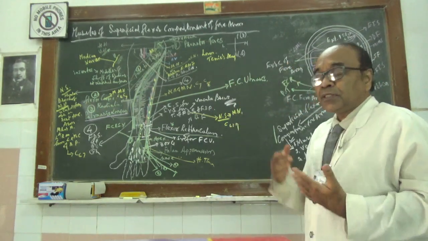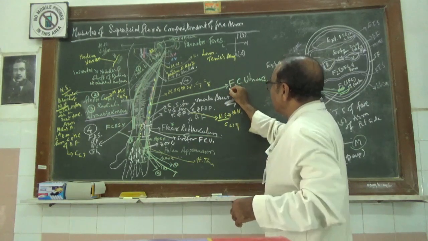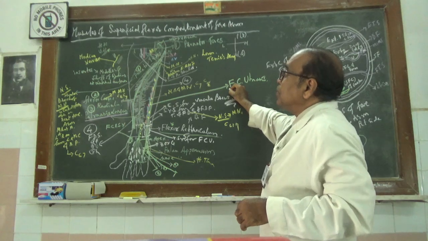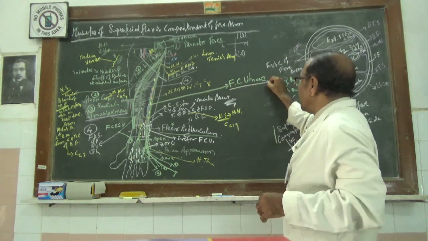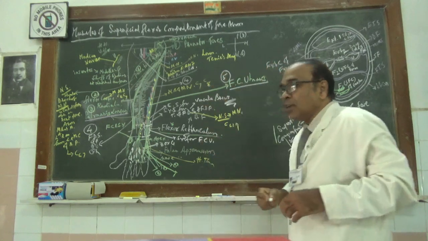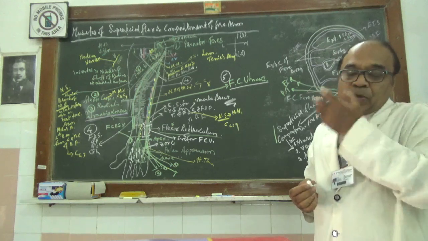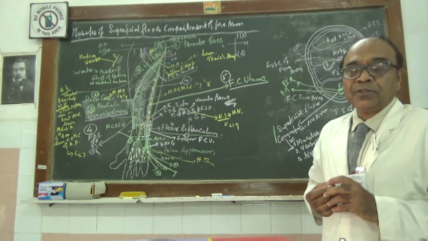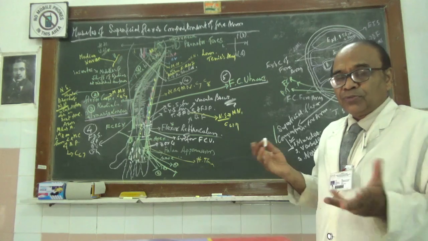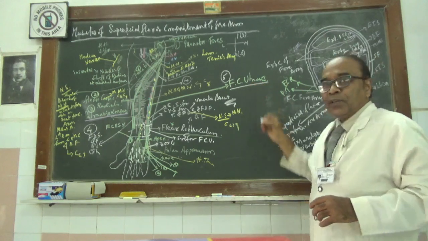The next muscle of the superficial flexor compartment of the forearm is the flexor carpi ulnaris. You have already come across the origin and insertion of the flexor carpi ulnaris in our last episode.